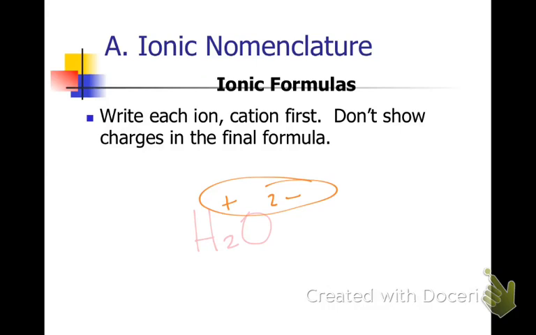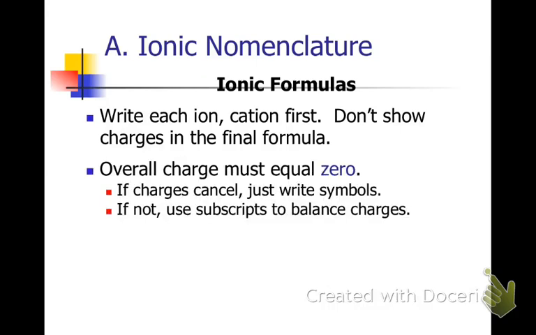Now, overall charges have to be equal. If your charges cancel, that's great. You just write down the symbol. So if you have hydrogen with a 1 plus charge and we'll say fluorine with a 1 minus charge, because those charges cancel, you just write down the symbol. But if your charges do not cancel, then you have to use subscripts to balance charges.